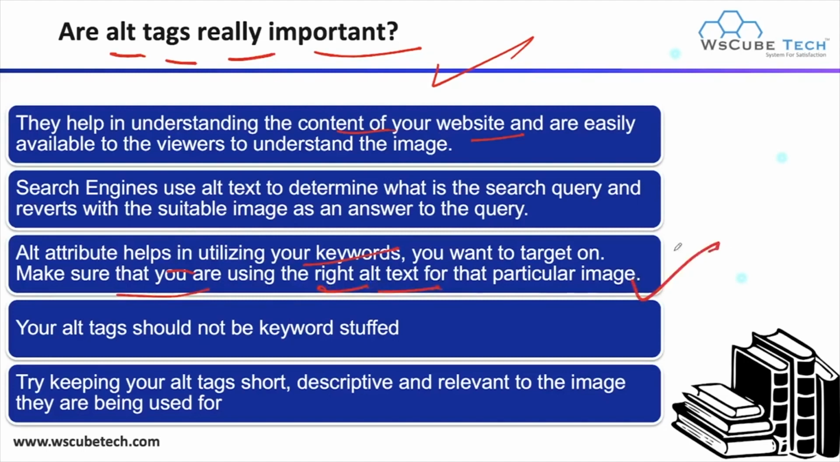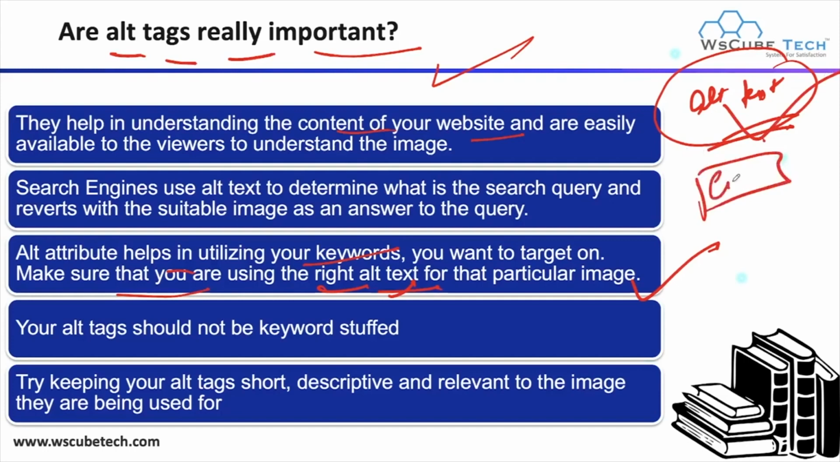What is the definition of right alt text here? Whatever alt text you are using, your image must belong to that text. It shouldn't happen that you write a keyword, let us suppose e-commerce, and your image does not belong to it. So to use the right alt text, your alt text must include your keyword and that keyword must belong to your image.